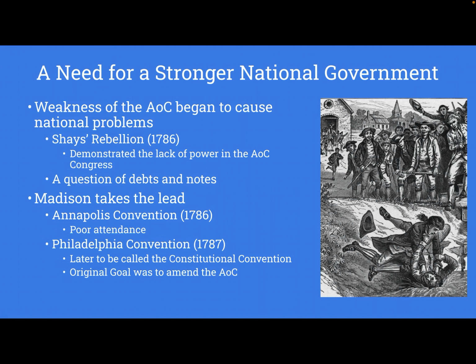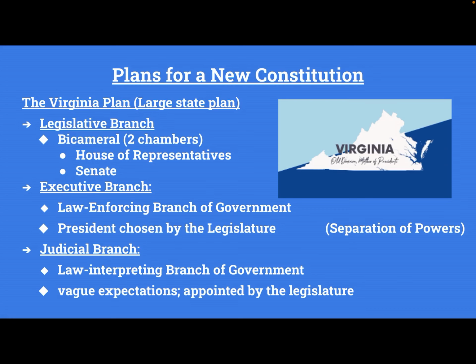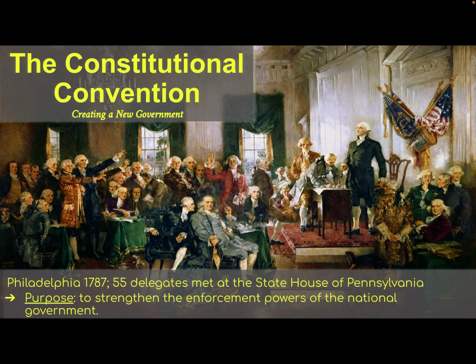So they meet in Philadelphia, later to be called the Constitutional Convention. But remember, the original goal was to amend the articles, just like we talked about, not to change it. But then they quickly realized we're going to have to scrap this. There's no way to take what we made before and put it into something new. So we're going to scrap it. We're going to start all over again, which was a bold move on their part. And so this is where the Constitutional Convention begins.